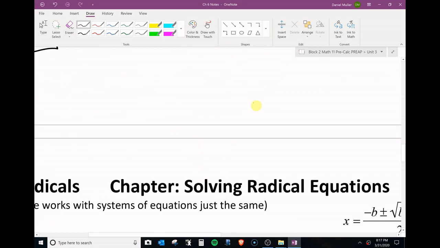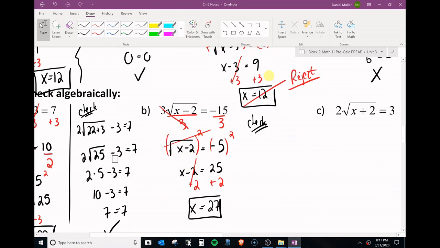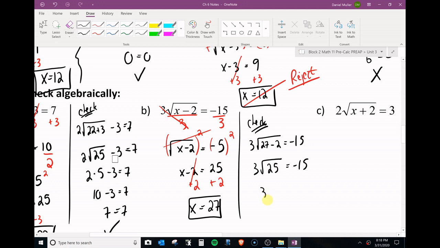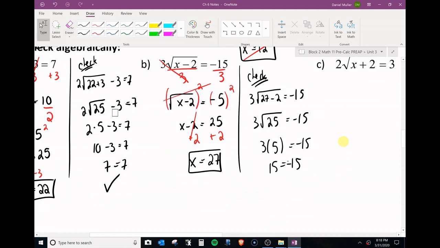Does this work? So I've got 3 square root of x minus 2, in this case it's 27 minus 2, is equal to negative 15. Now the inside is 27 minus 2, that's 25, equals negative 15. The square root of 25 is 5. So 3 times the 5 would be 15. Does 15 equal negative 15? They're close, but way off because one is a positive 15, one's a negative 15. So no, this doesn't work.